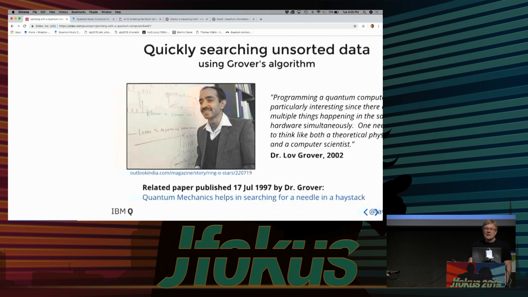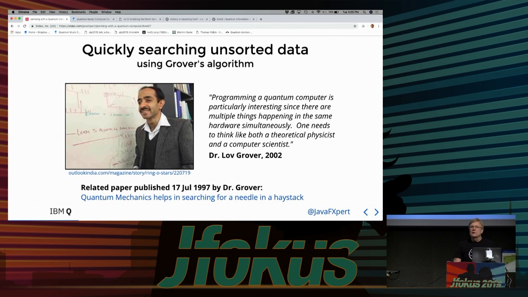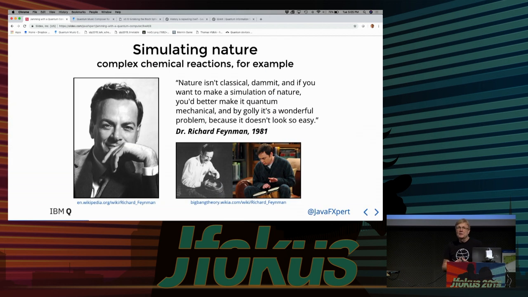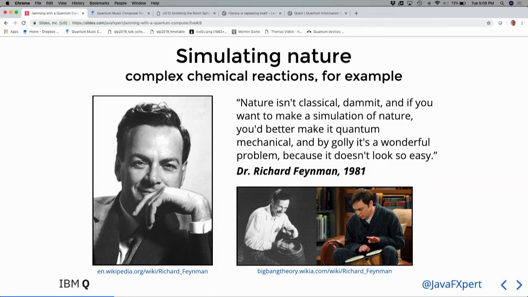And then in 1995, Lov Grover came up with Grover's algorithm, which has to do with unstructured search and being able to do that quadratically faster. So if you had a million records, rather than 500,000 queries to an oracle, it would only take the square root of 1 million, which is 1,000 queries to the oracle. So that scales up pretty well. And originally, Dr. Richard Feynman challenged us to create a quantum computer. He was very interested in this idea because he wanted to be able to simulate nature.